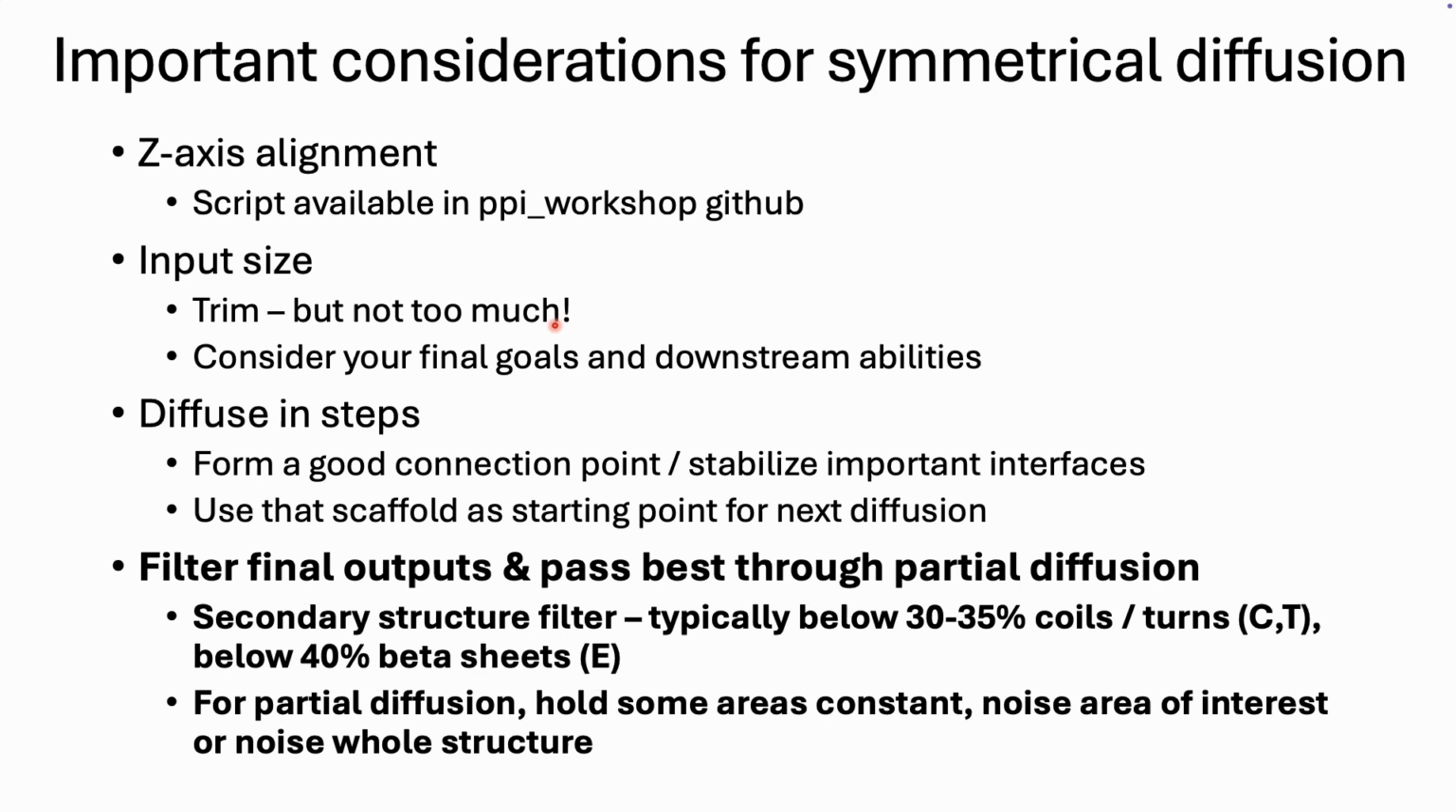And then for partial diffusion, you can hold some areas of your structure constant and then noise an area of interest. So if you want it to move a little bit closer to your target, if you're trying to make a binder, or if you just want to generate different types of scaffolds to go underneath and stabilize a specific interface, those are all possible. So you can be creative.